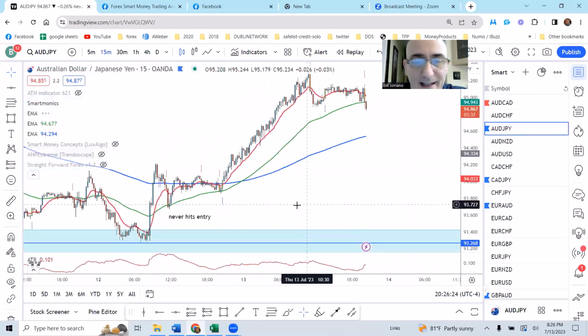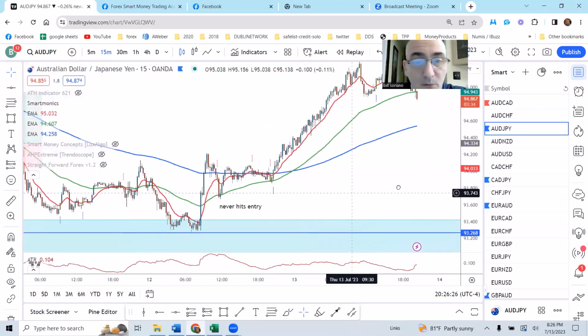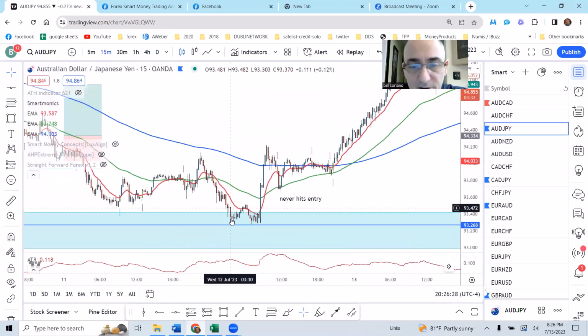The other one here is AUD/JPY. So this came down here, and this actually does hit the point of interest. It looks like it doesn't here, but it actually does hit the point of interest. So at this point here, we don't really get a valid break of structure to the downside.